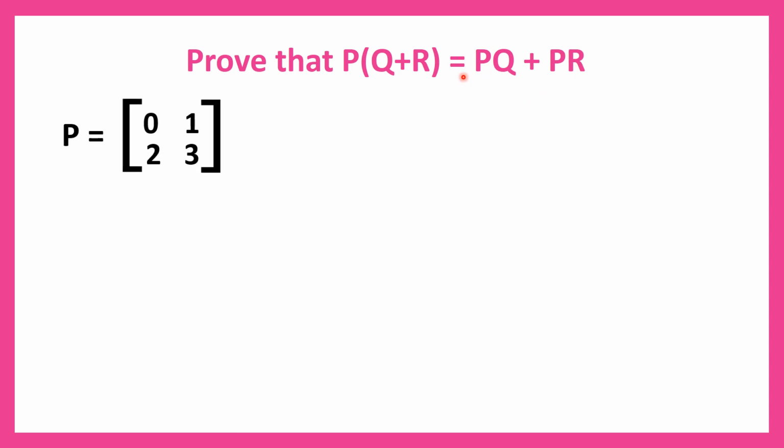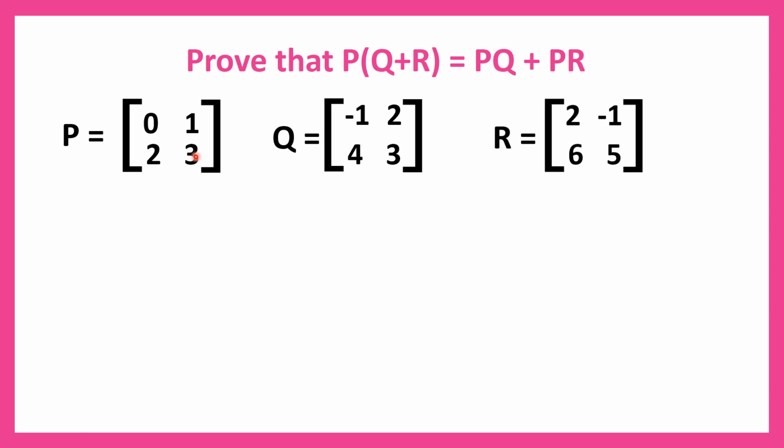So first of all, we have to get the matrices. P matrix is given as the matrix of 0, 1, 2, 3, and Q is equal to the matrix of -1, 2, 4, 3, and R is equal to the matrix of 2, -1, 6, 5. Using these three matrices, we have to prove that P into (Q plus R) is equal to PQ plus PR.